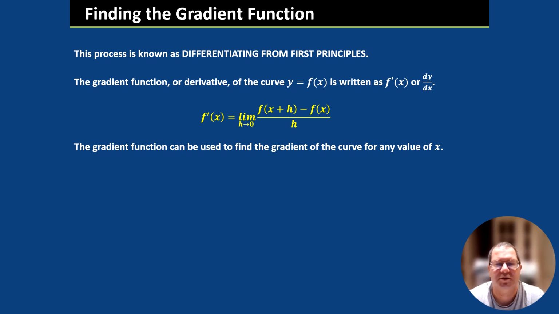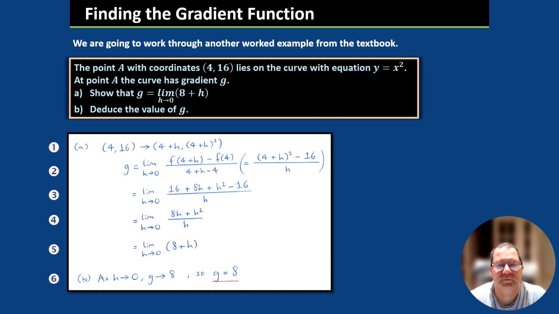So f dash x is the limit as h tends to 0 of the change in y over the change in x, where the change in y is f of x plus h minus f of x, and the change in x is h. The gradient function can be used to find the gradient of the curve for any value of x. Okay, we're going to need to look at a couple of worked examples.